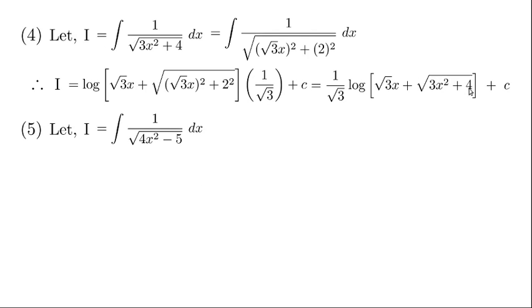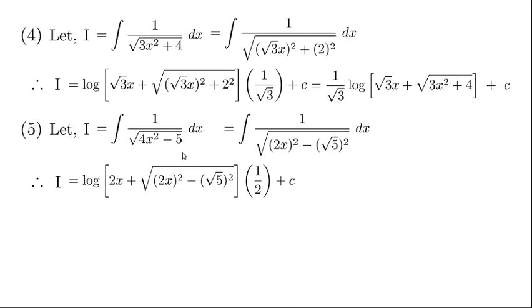Here it is: integration of 1 upon root of 4x square minus 5. This is a perfect square, but this is not. So we write 5 as root 5 the whole square. So the final result is 1 upon 2 log of 2x plus root of 4x square minus 5 plus c.